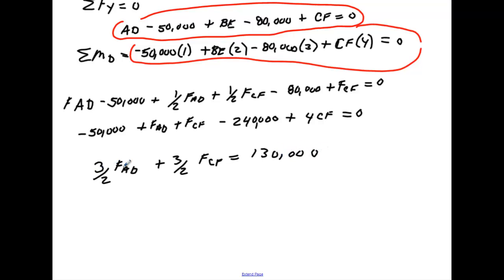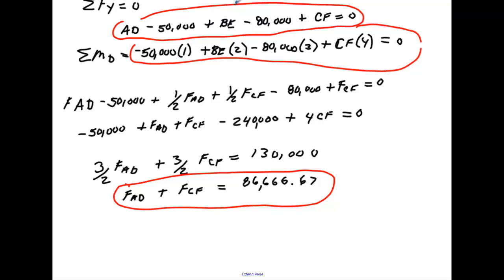Okay, I'm going to multiply everything by 2/3 to make this equation just even better. That gives me FAD plus FCF is equal to 86,666.67. All right, let's see what we can do with the bottom equation. So let's go ahead and circle this too. Hang on to this one.